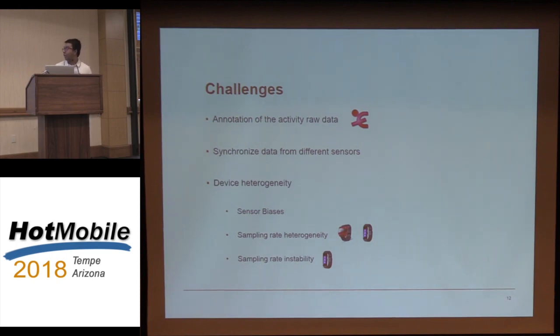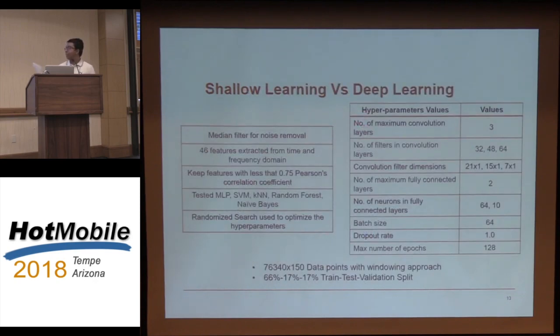So here's a detail of all the data processing steps. As you can see, for each of the sensors, we ended up with about 76,000 data points with the windowing approach, and we also made sure that we had a really good training, test and validation split. This split was actually done before the windowing, so the data in the test set and the validation set doesn't have any overlap with the training set. We were careful enough to do that.